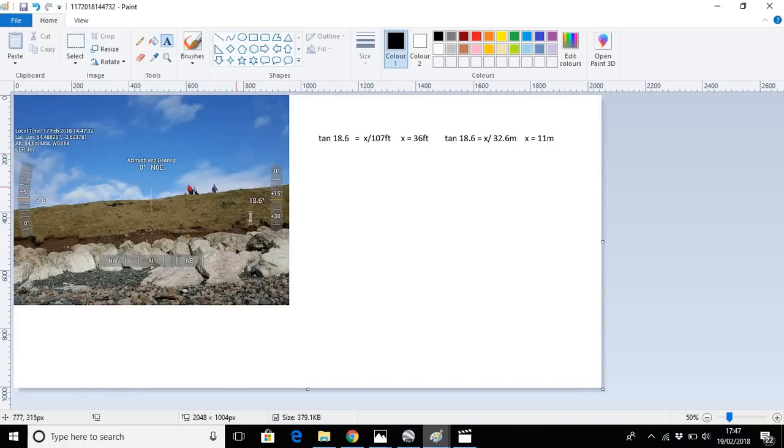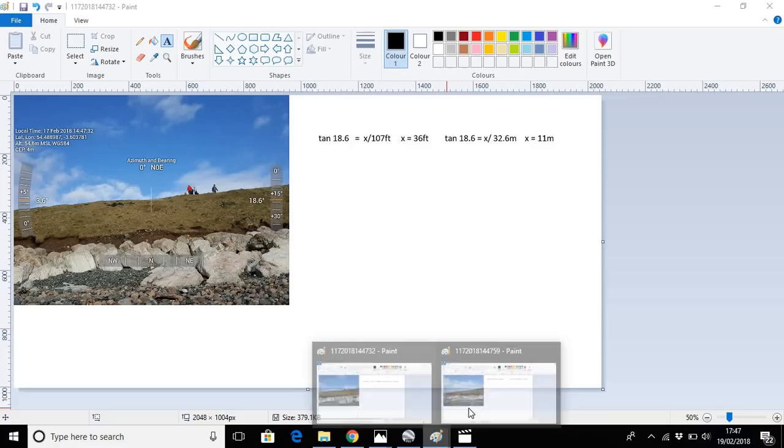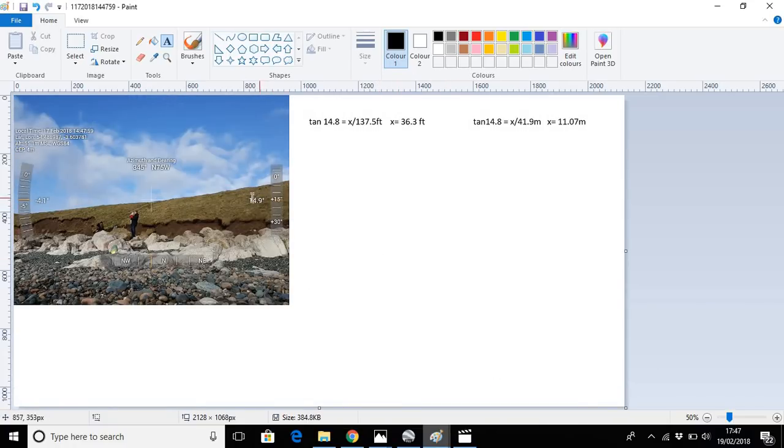So the first angle gives us a height of 36 feet or 11 meters. And the second angle is shallower because we're measuring back across to the point where the camera was, and this time I've gone slightly over, so instead of using 14.9 I've reduced the angle to 14.8, and we get 36.3 feet and 11.07 meters doing our calculation for the height of the bank. So these come out to 11 meters or 36 feet.